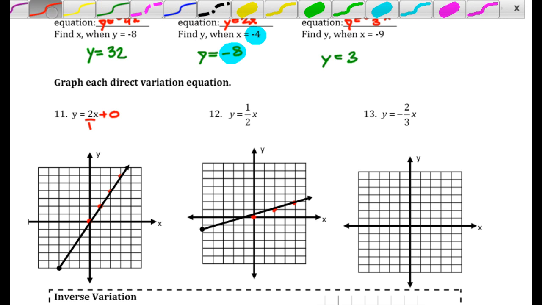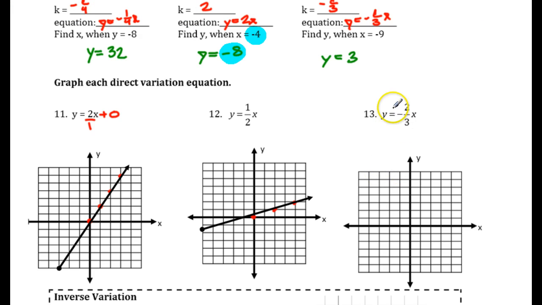All right, and last one. 13, y equals negative 2/3 x. So our y-intercept is at 0 again. Now remember, this is negative 2/3. Remember, there's two ways we can do this. I can put the negative on the 2, or I can put the negative on the 3. When you're dividing, one negative number makes the whole thing negative, right? Not both negative. That would be positive. So I'll just do both ways here.